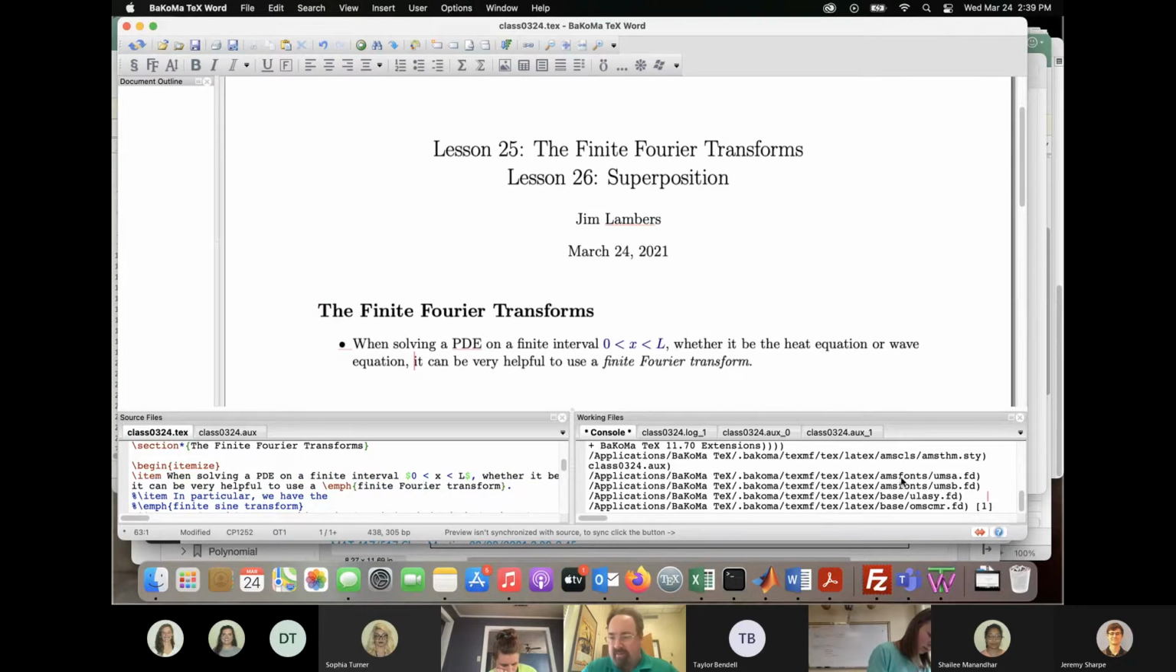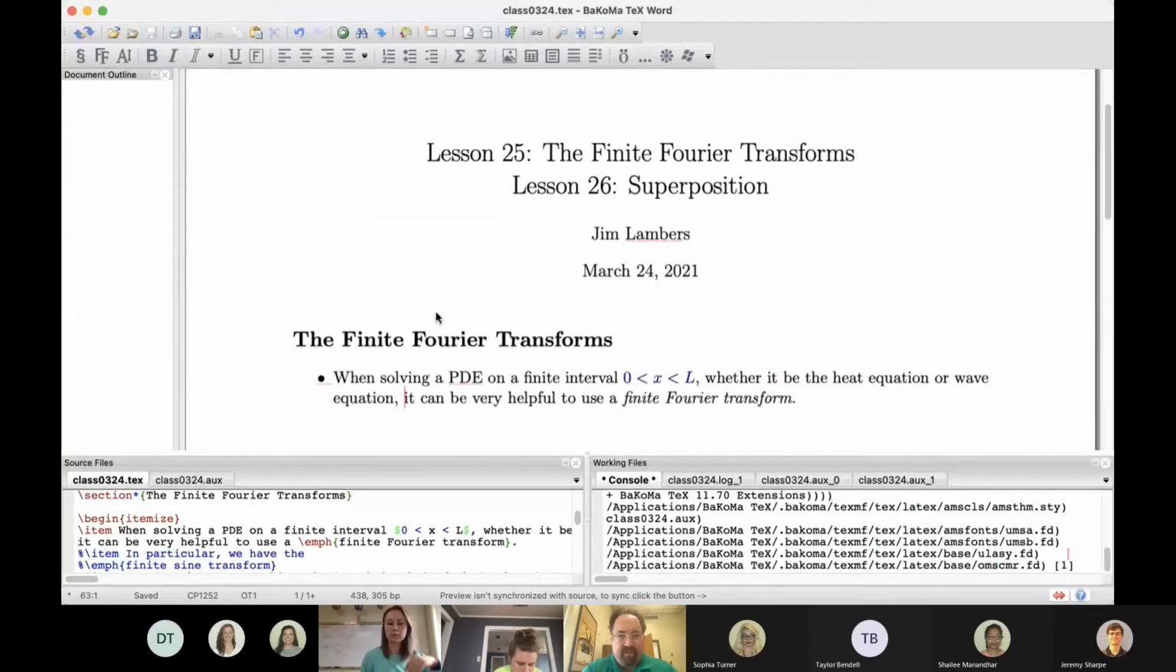Actually, what I'd rather do here is unshare and reshare, so focusing just on the notes.